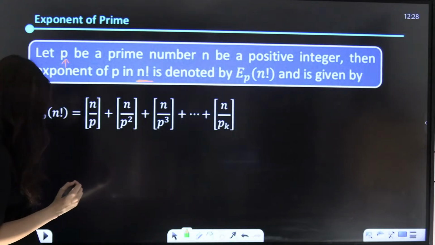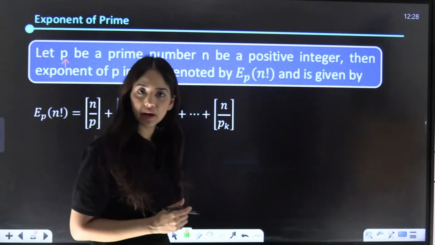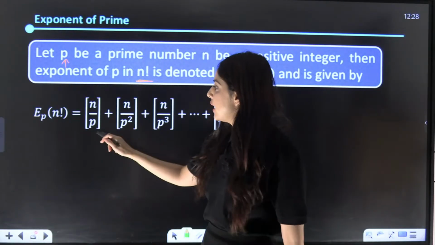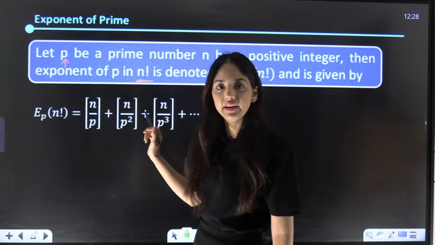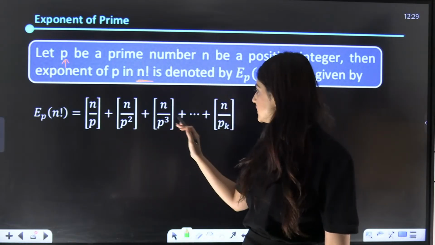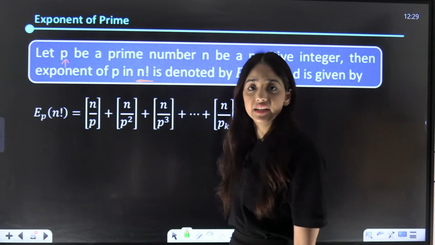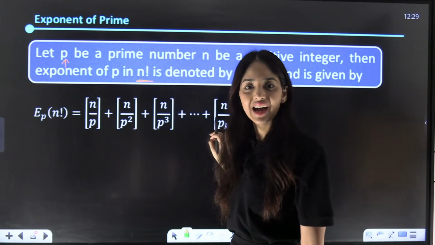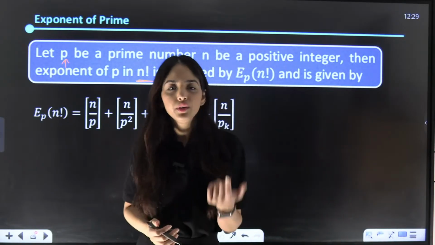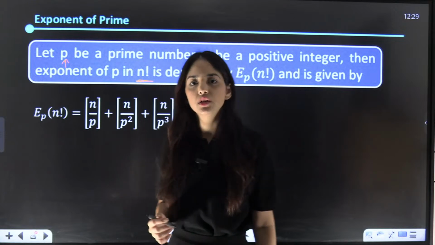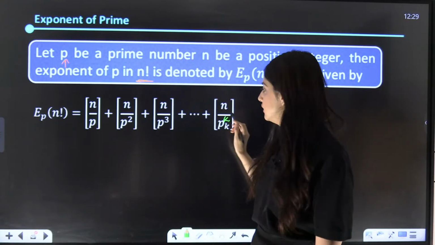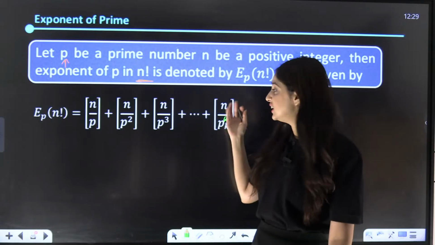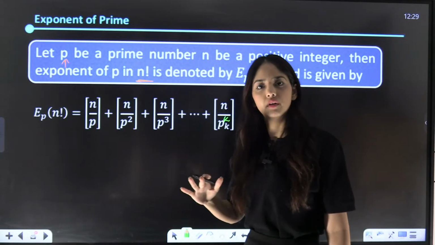Alright. So the general formula becomes n by p, greatest integer, then n by p square, greatest integer, n by p cube, greatest integer, n by p^k, until it is non-zero. As soon as you get a 0, you stop there. Okay. So as soon as p raised to power k becomes greater than n, you stop there.